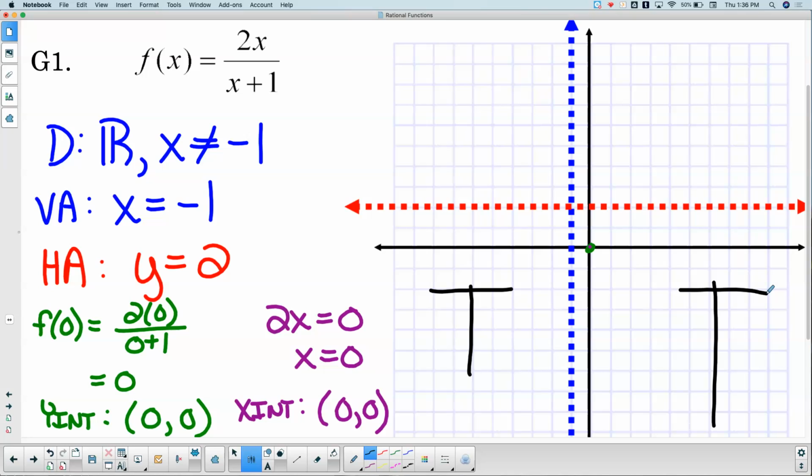Now, over on this side, I've already got a point in that zone, so I'm going to try 1 then. If I put 1 into my function, 2 times 1 is 2. 1 plus 1 is 2. 2 divided by 2 is 1. So I'm going to go through the point (1, 1).